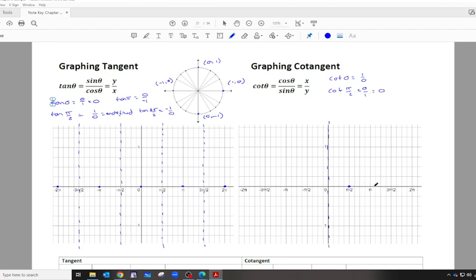And then at pi, what do you think will happen? Well, the cotan of pi is x over y, so -1 over 0, which is undefined. And so this guy is also going to alternate between asymptotes and x-intercepts. And so I'm just going to keep drawing those. So at 3 pi by 2, I have an x-intercept. At 2 pi, I have an asymptote.